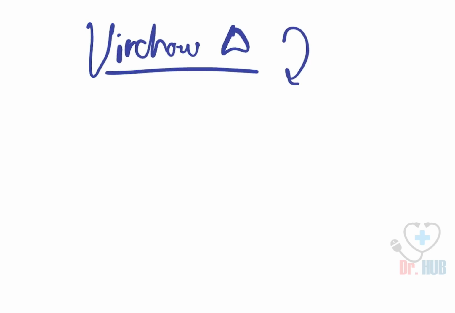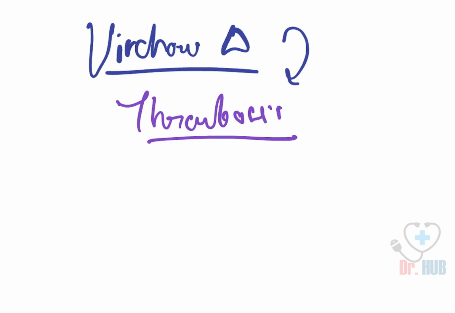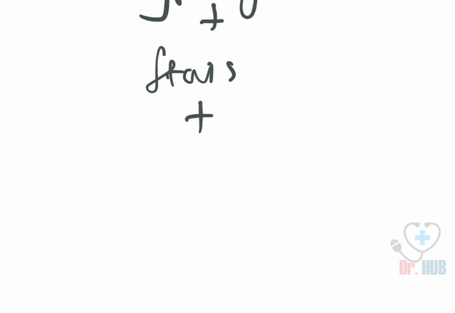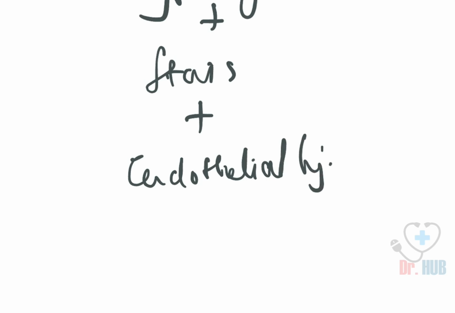Next we move on to the Virchow's Triad. So Virchow's Triad is used in case of thrombosis. So the components include hypercoagulability along with stasis and endothelial injury.